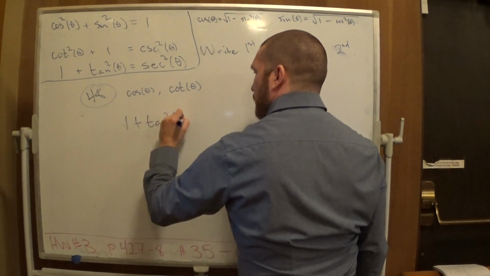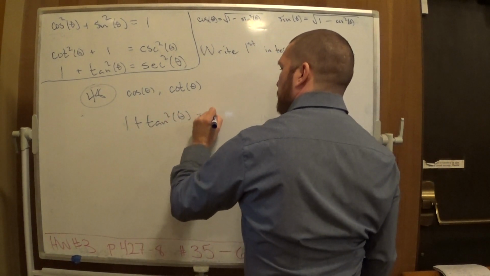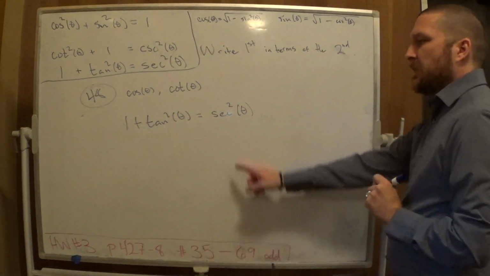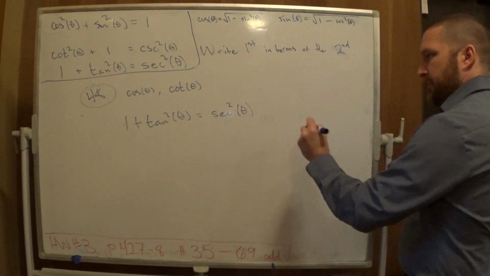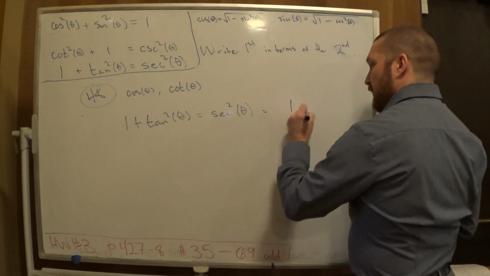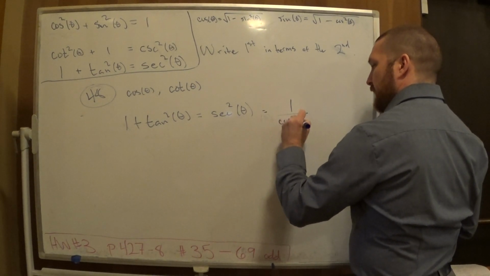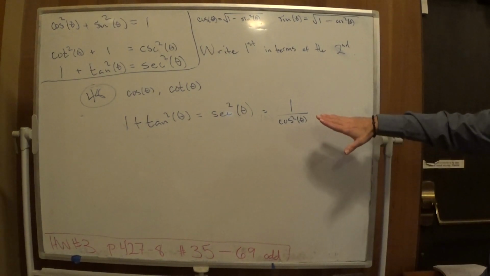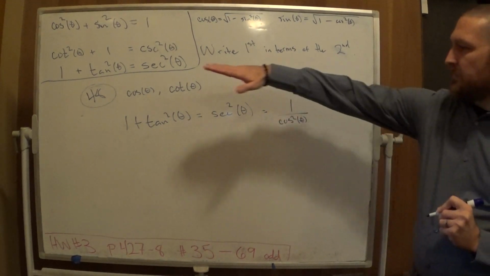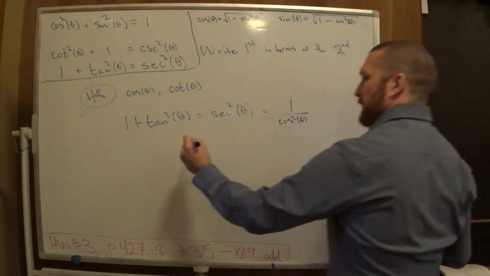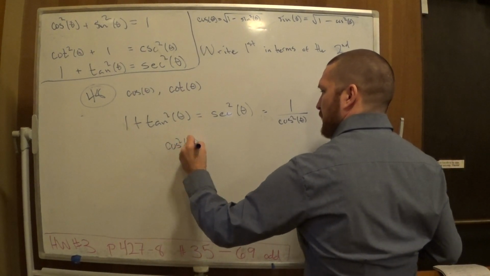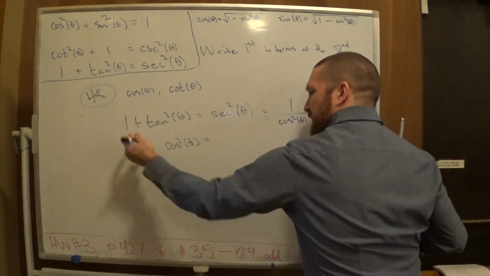1 plus tan squared theta is equal to secant squared theta. But secant squared theta is equal to what? 1 over cosine squared. Well, there we go. Watch this now. I'm going to take this guy upstairs, bring him up here, cosine squared theta, and I'm going to bring that guy downstairs.